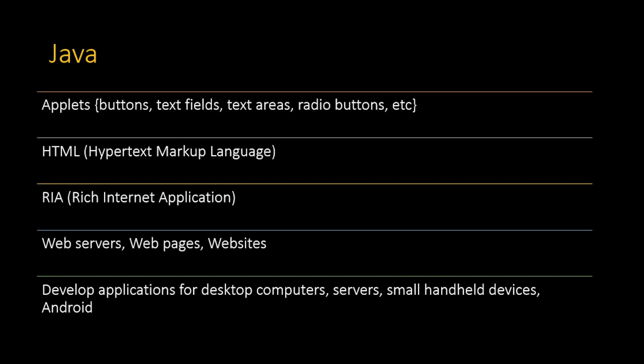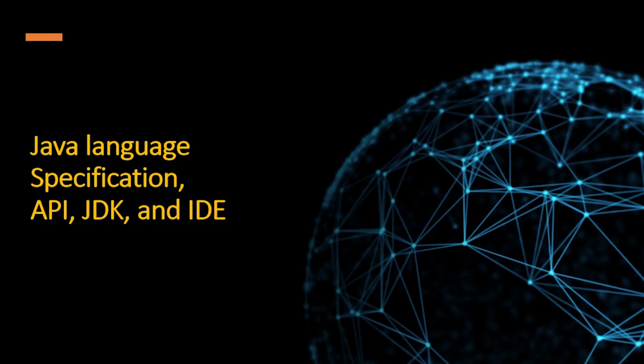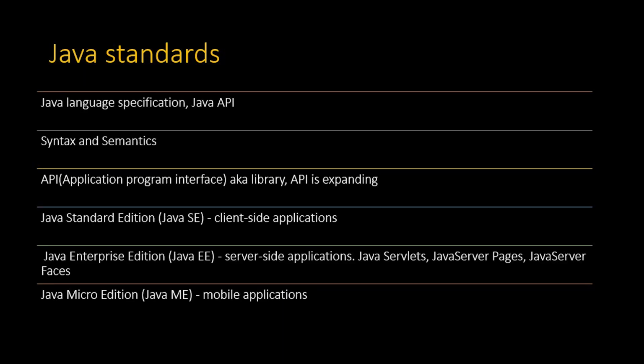Now, let's talk about Java language specification, API, JDK, and IDE. Java syntax is defined in the Java language specification, and the Java library is defined in the Java API. The JDK is the software for developing and running Java programs, and IDE is an integrated development environment for rapidly developing programs.